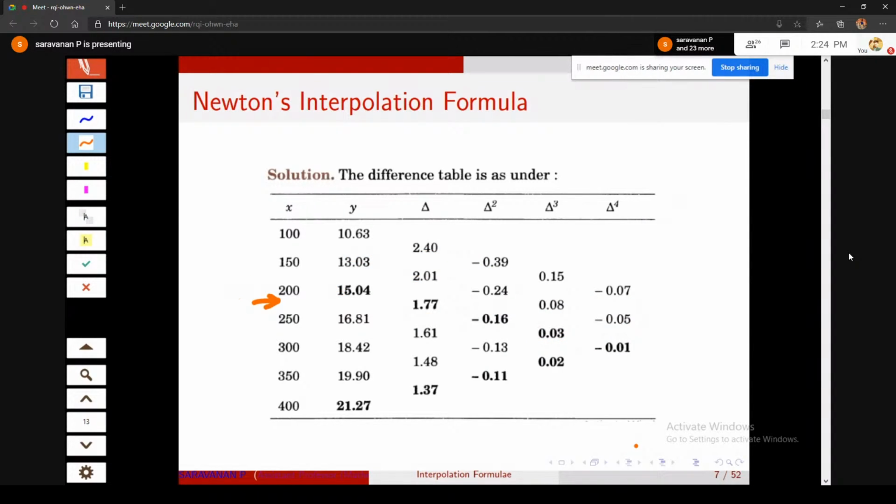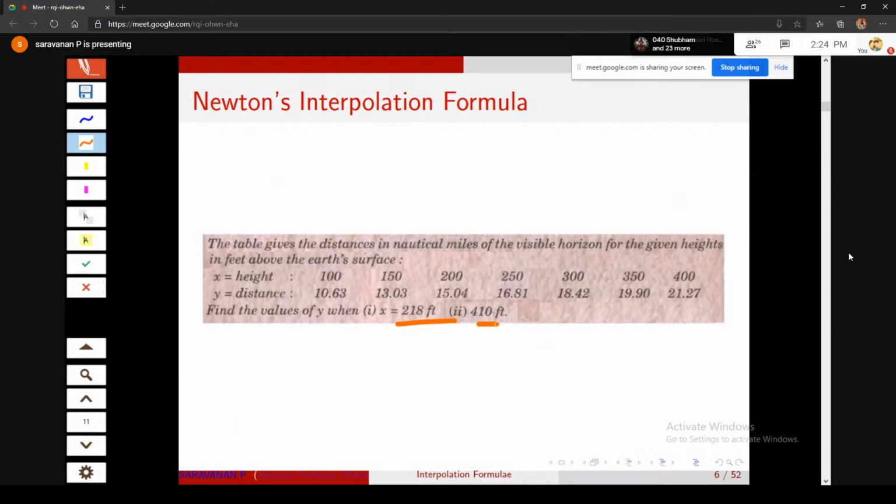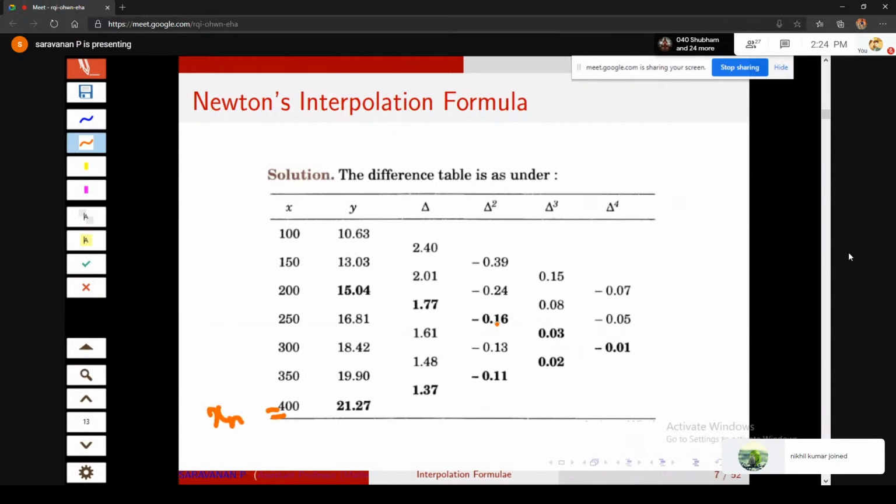And to compute the backward difference, you take this as xn. You want to compute at 410. 410 lies near the end. So this is yn. So what is this diagonal? This diagonal will be yn, del yn, del square yn, del cube yn, del power 4 yn, del power 5, and del power 6.